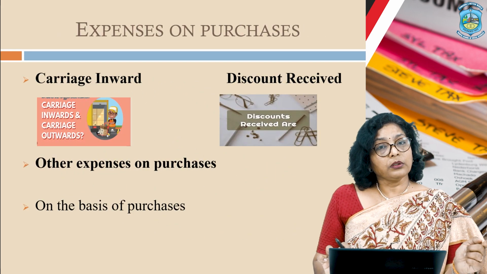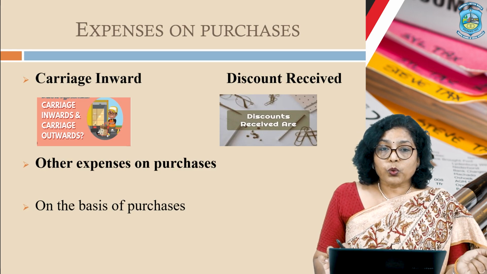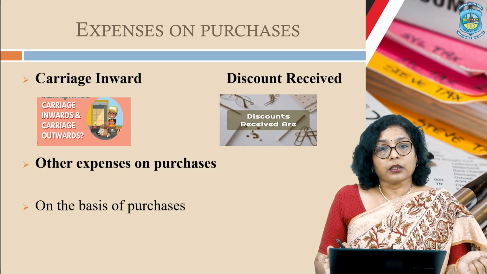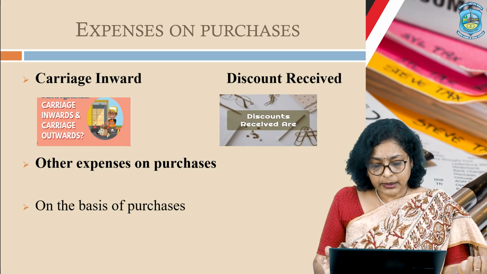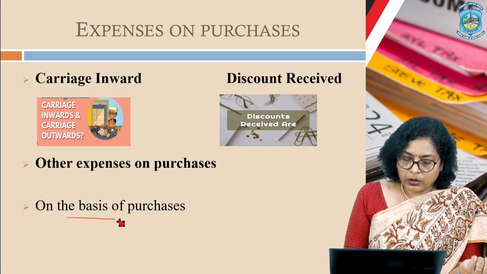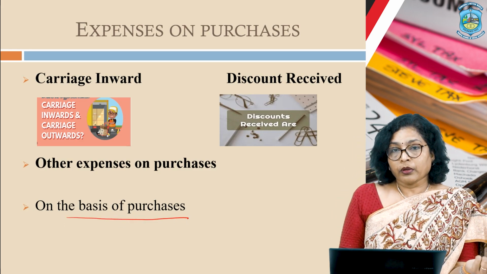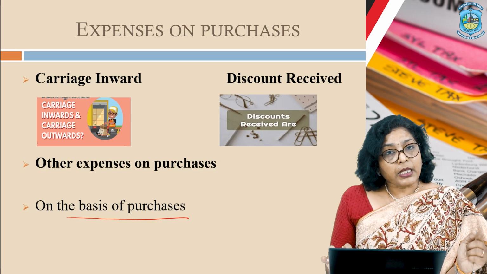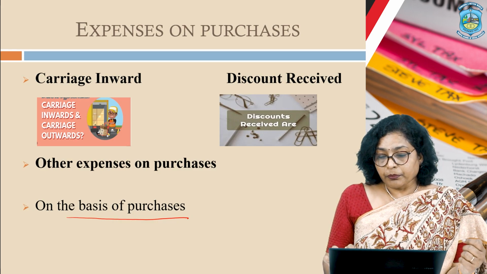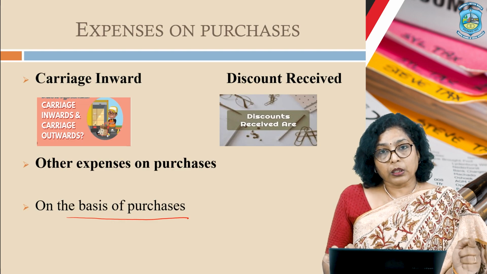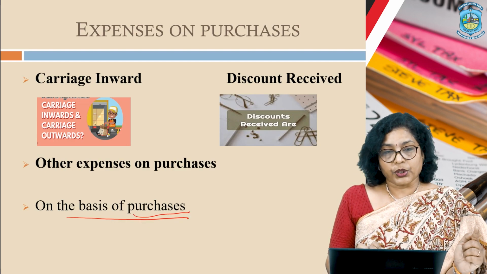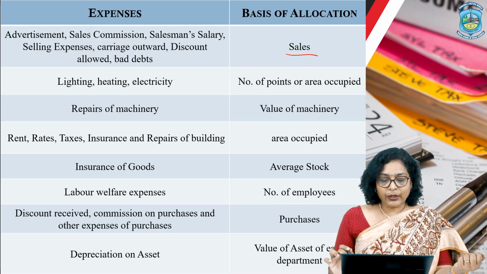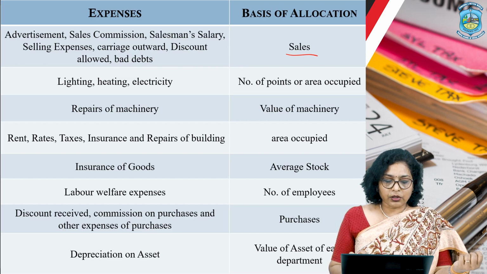Then expenses on purchases like carriage inward, commission on purchases or any other expense on purchase. This will be allocated on the basis of purchases. Discount received at the time of purchase is considered as income and this would also be allocated on the basis of purchase. So, this is the summary of expenses and their basis of allocation.